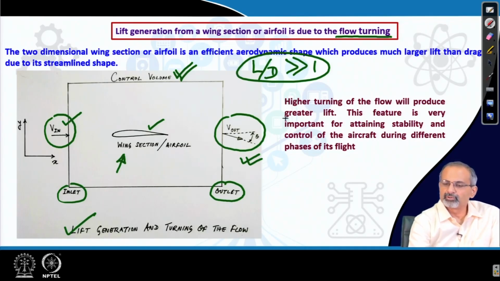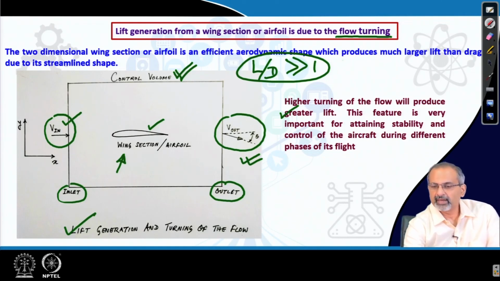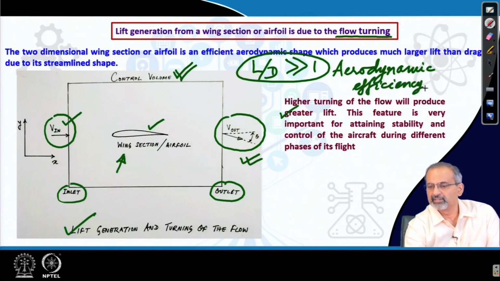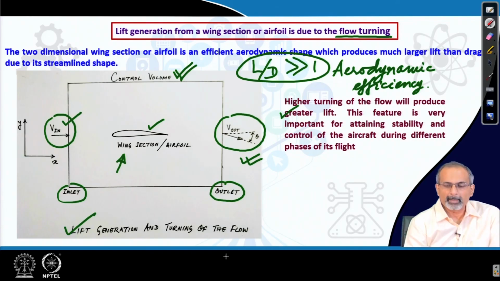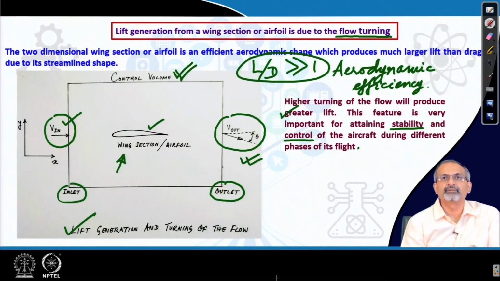Higher turning of the flow will produce greater lift without significantly increasing the drag, and that keeps your L by D ratio high, which has a lot to do with the aerodynamic efficiency of the airfoil or the wing section on an aircraft. This feature is very important for attaining stability and control of the aircraft during different phases of its flight, because you can enable different extents of turning of the flow and thereby end up generating different lift forces, which you would need for different phases of the flight.